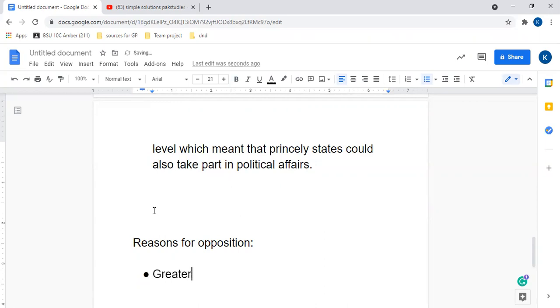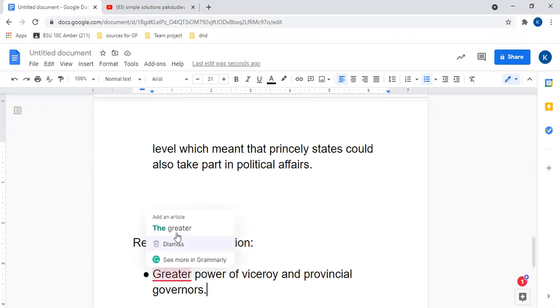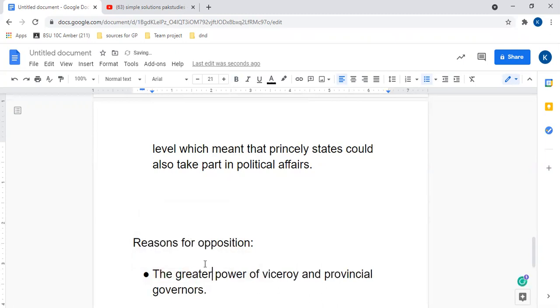the first reason, greater power of the viceroy and provincial governors. They could veto any bill or law, and the provincial governors could dissolve the National Assembly. They could dissolve or veto any law, which we have talked about already. So that was the first reason.